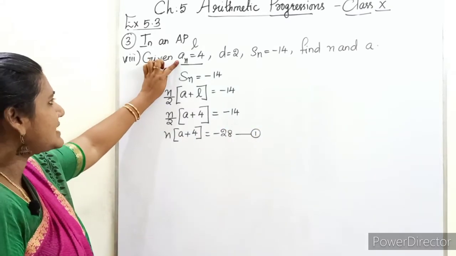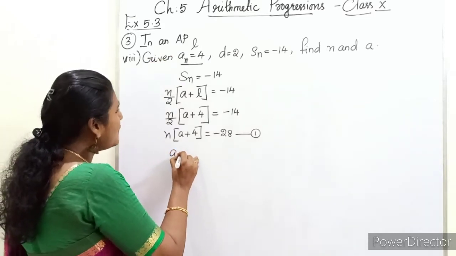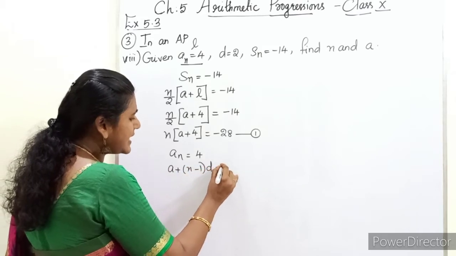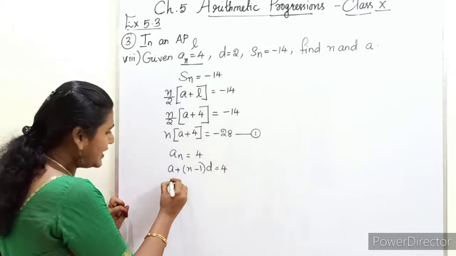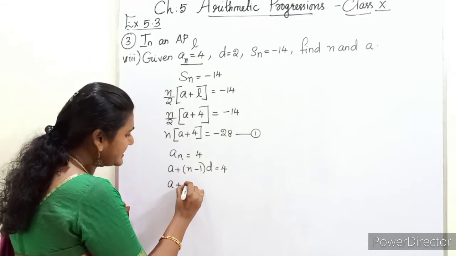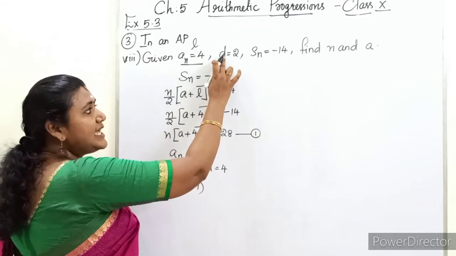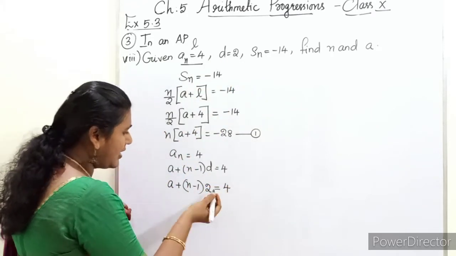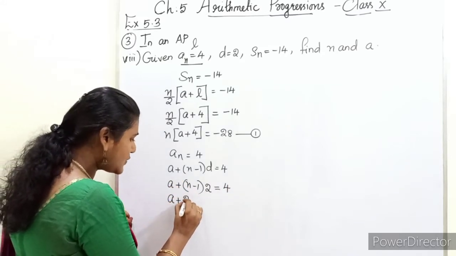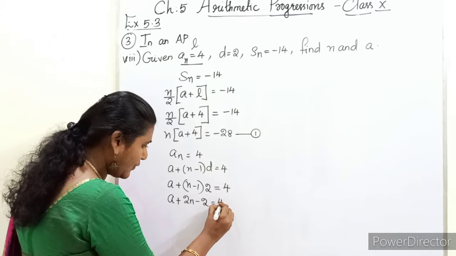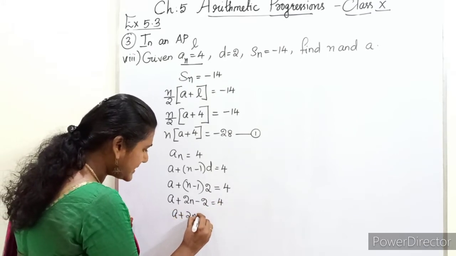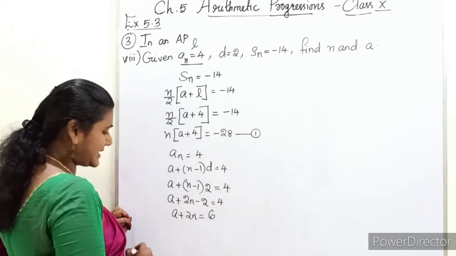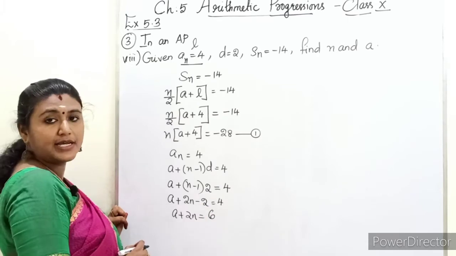Okay, now we will go to this an value. So an is equal to 4. What is the formula for an? a plus n minus 1 into d is equal to 4. Here the values of a and n we don't know. So a plus n minus 1 into the value of d, which is given in the question as 2, is equal to 4. Now we will simplify this. So a plus 2n minus 2 is equal to 4. That is, a plus 2n is equal to, this minus 2 we will take to the right side, so 4 plus 2 is equal to 6. So we got a plus 2n equal to 6.